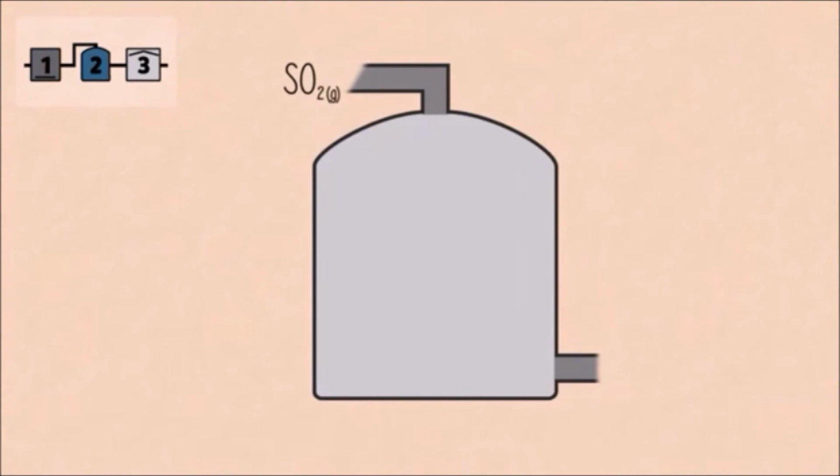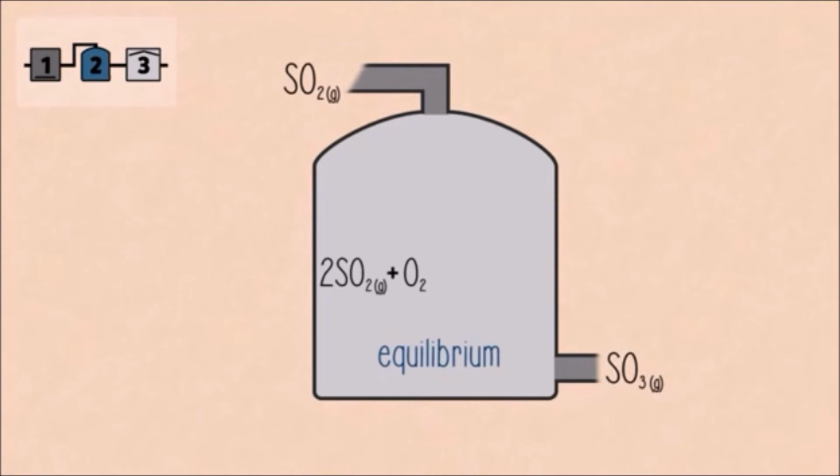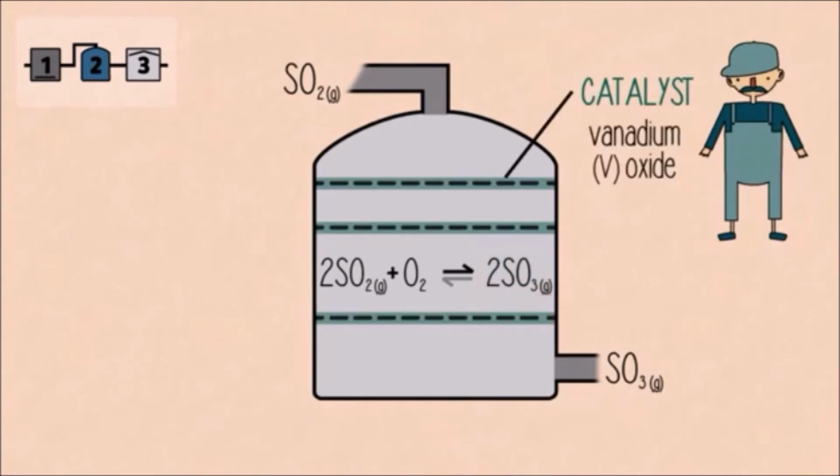In stage 2, the sulfur dioxide is converted into sulfur trioxide. The reaction is in equilibrium, which means that as the product is formed, the reverse reaction can also occur and it can break down into its reactants. This reaction can be sped up to form sulfur trioxide by adding a catalyst, which is vanadium oxide. This is an exothermic reaction, which means it gives out heat. Usually, this means that the reverse reaction would be favored at higher temperatures. However, the catalyst needs a temperature over 400 degrees Celsius for it to work.